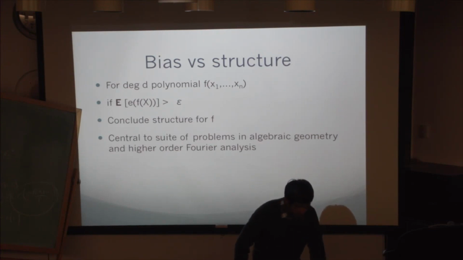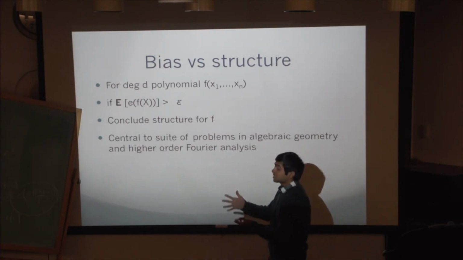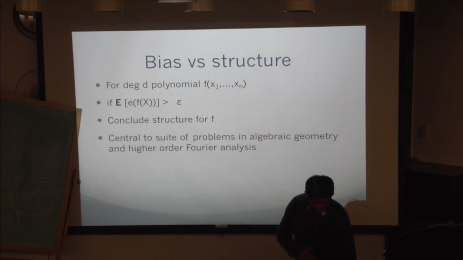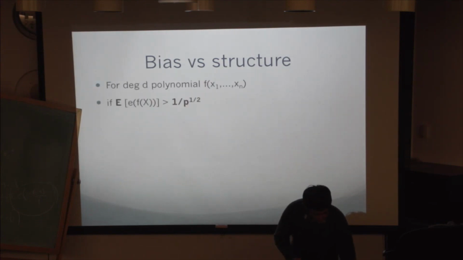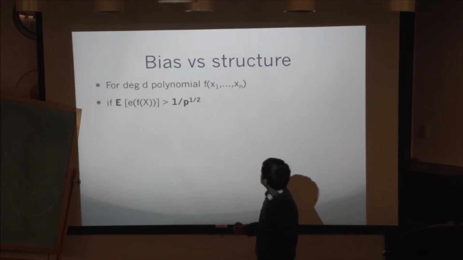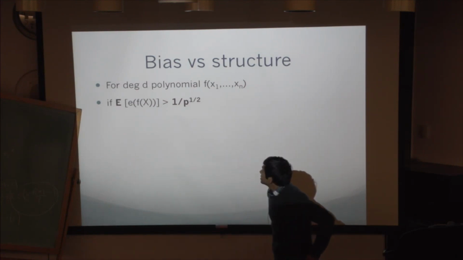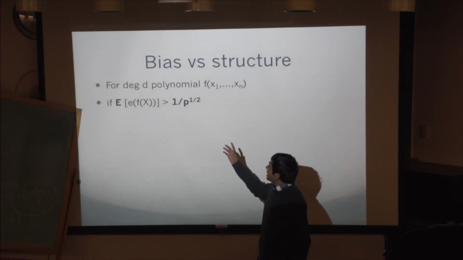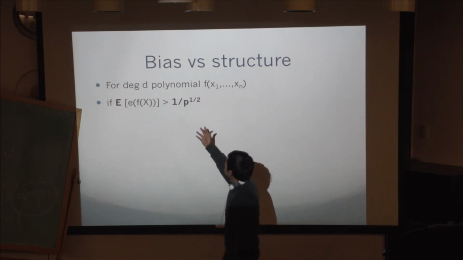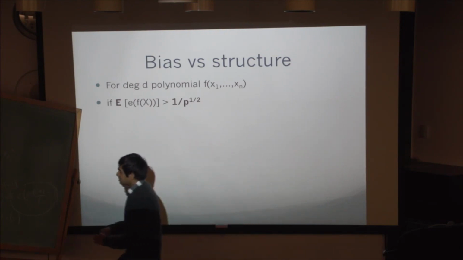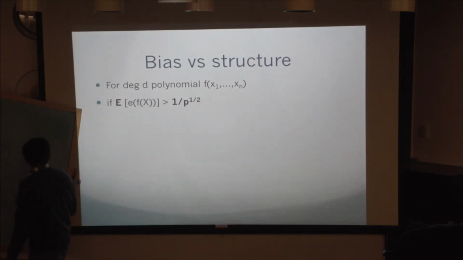So what happens if it's large? Can you conclude some structure about f? And this is a central problem in algebraic geometry and higher order Fourier analysis. Okay, so again, degree d polynomial, d is fixed. So let's say the bias is really large. The reason I say it's really large is because this is like the variance bound, right? There are p random variables, and you would expect this kind of standard deviation.